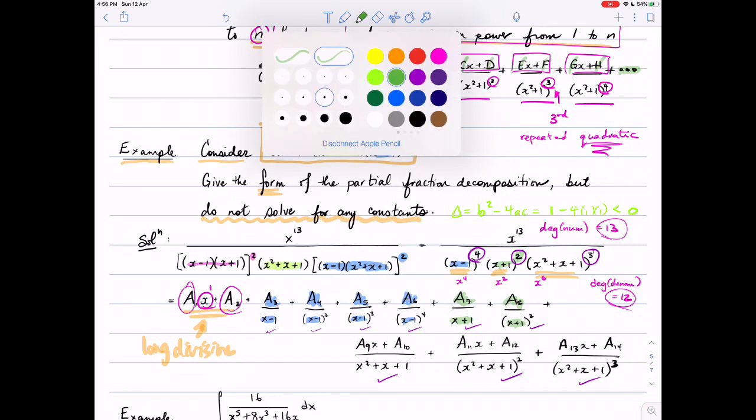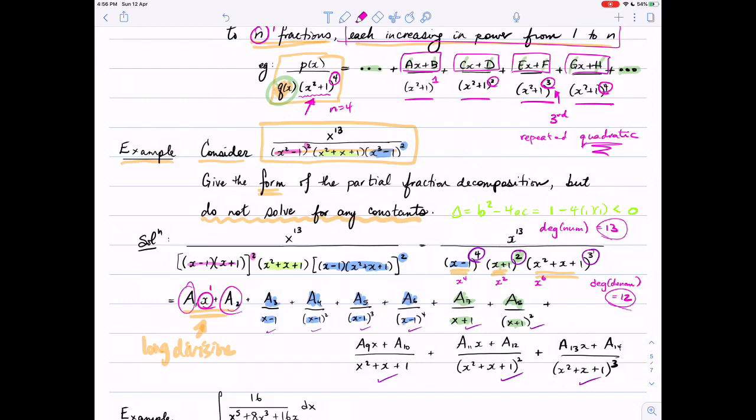Lastly, and this is the one that I had forgotten earlier, we have x squared plus x plus 1 cubed. So I need it to the first power, to the second power, and to the third power. This is an irreducible quadratic, and so the degree of the numerator will be 1, linear, right? X to the 1. And so we've got a 9x plus a 10, again a linear here, and again a linear here. So it's a very good job that we were asked not to solve, because we would have 14 different constants to solve for if we were going to try.